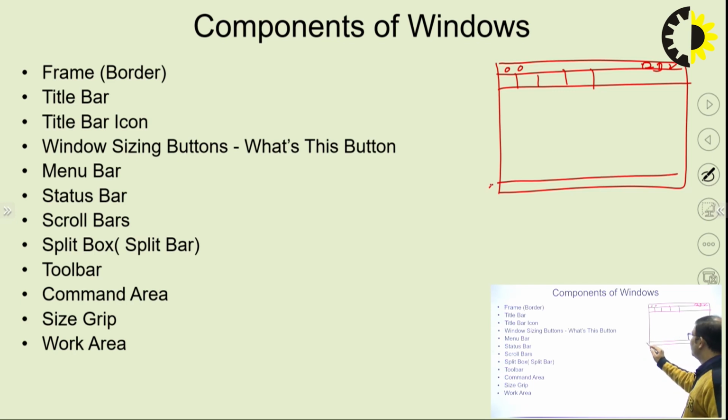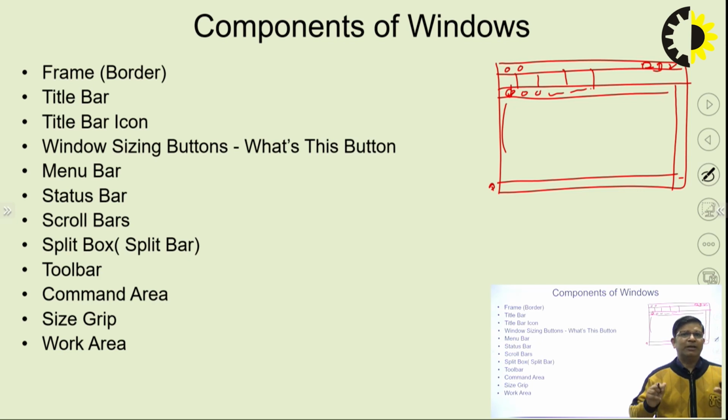Scroll bar, horizontal or vertical scroll bars. Split box, if we want to switch that particular thing. Then the toolbar. Some window applications provide a toolbar along with their menus. Command area, size grip, and work area. So if we design a screen, we should keep in mind that not everything is important, but if we are not providing any type of toolbar, we can do it on the menu bar only. So these can be components of any website.